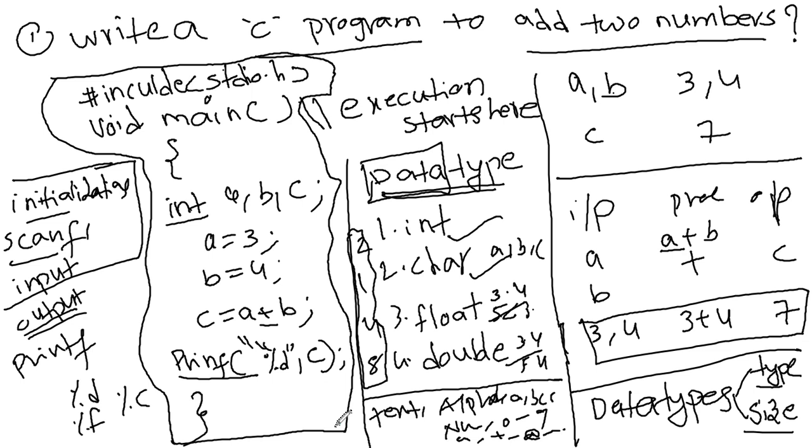Once again I am just repeating here. My question is, I want to write a C program to add two numbers. The two numbers are 3 and 4, and the output I am expecting is 7. So here the input is a and b, the output will be c, and plus is the processing. So the C program will start from where? Main. The first step is to write main and open curly brace. The second step is what type of data you are taking. Here I am taking integer.